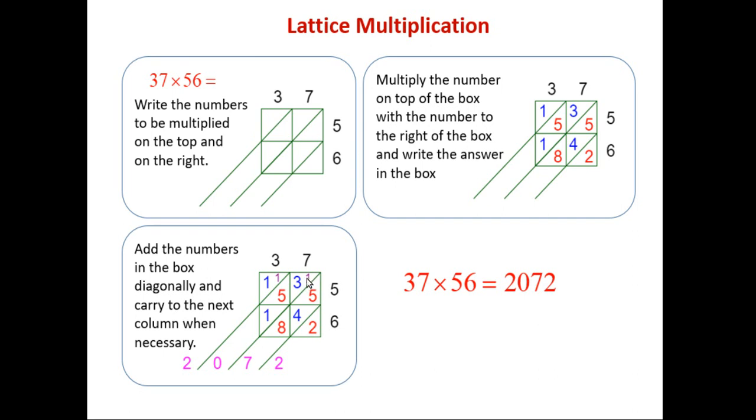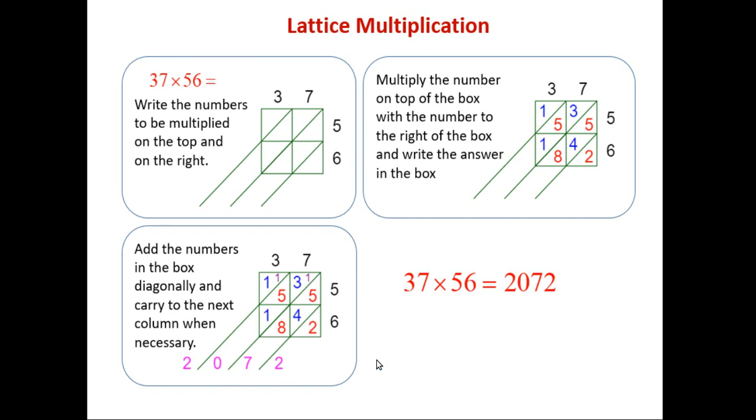Then we have to add again. 3 plus 5 is 8, plus 1 is 9, and carry 1 makes 10. So here 0, and carry 1 again, and 1 plus 1 is 2. So your answer, 37 into 56, equals 2072. Okay, in this way.